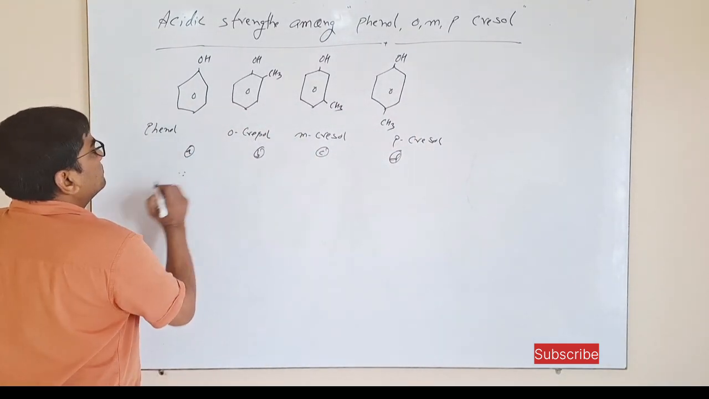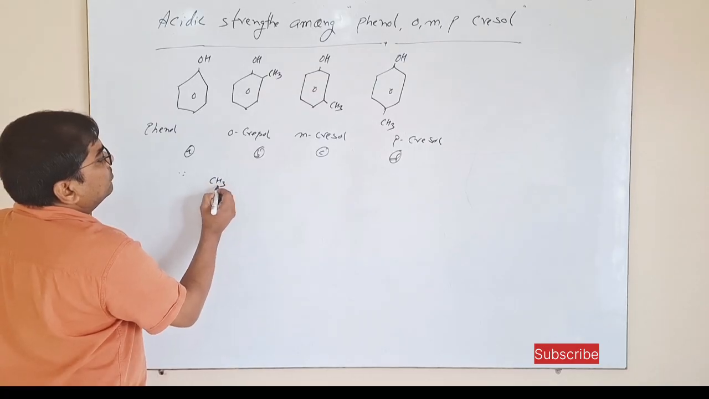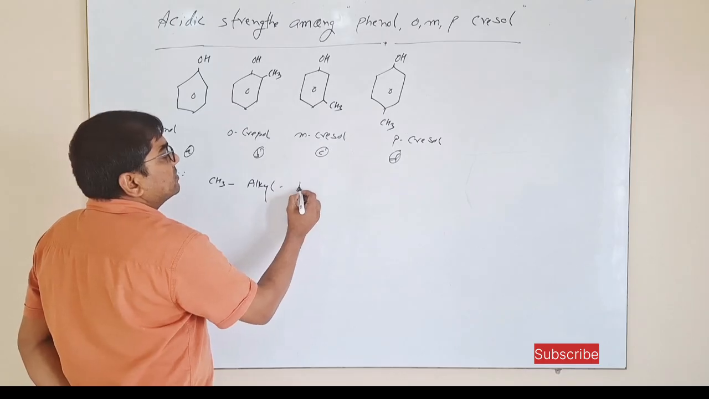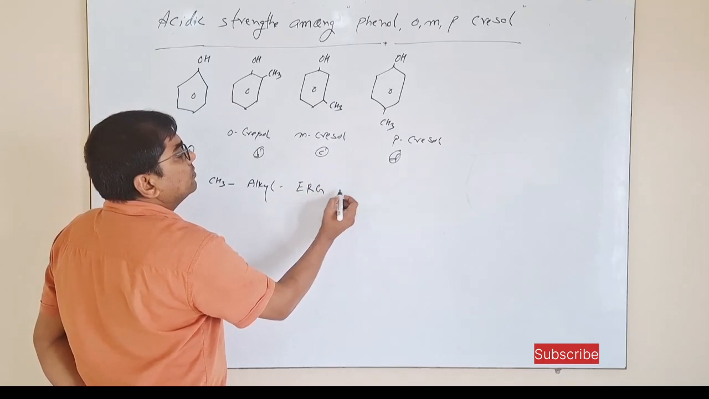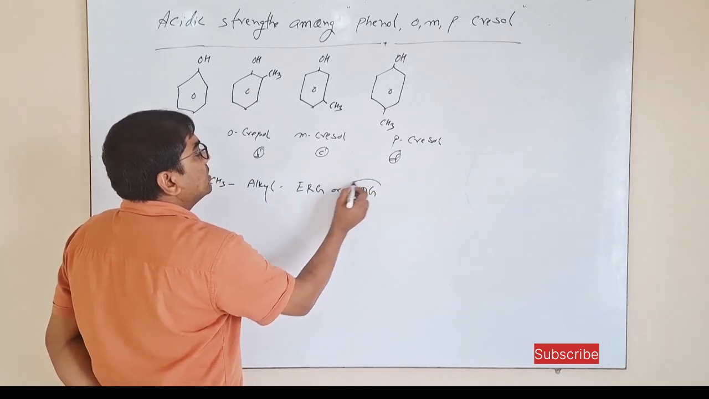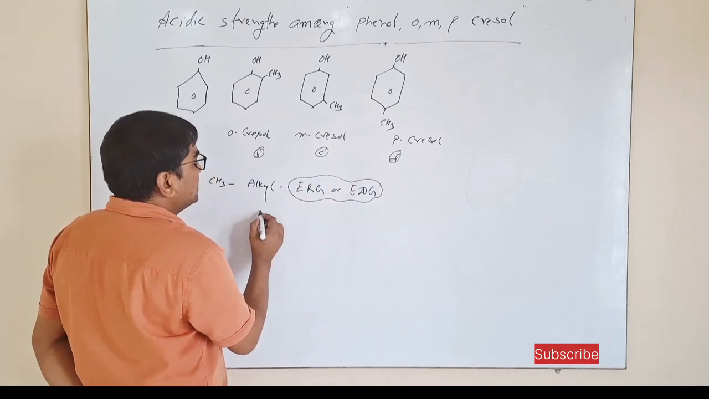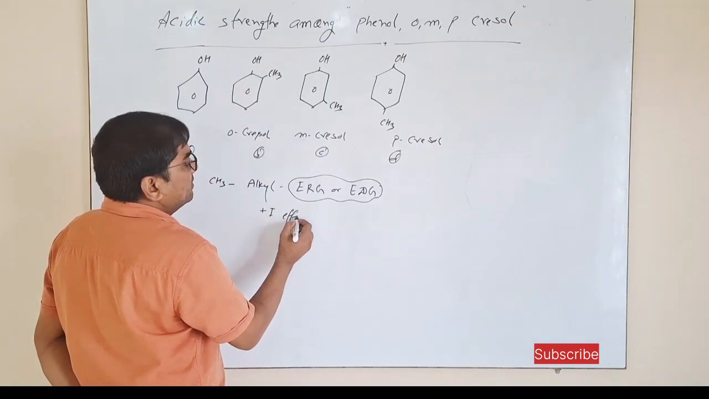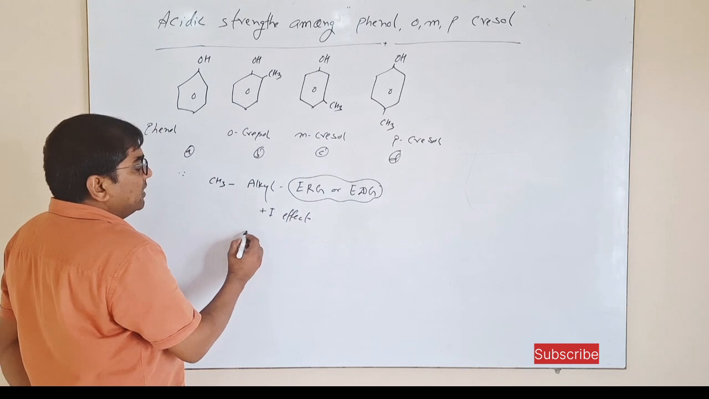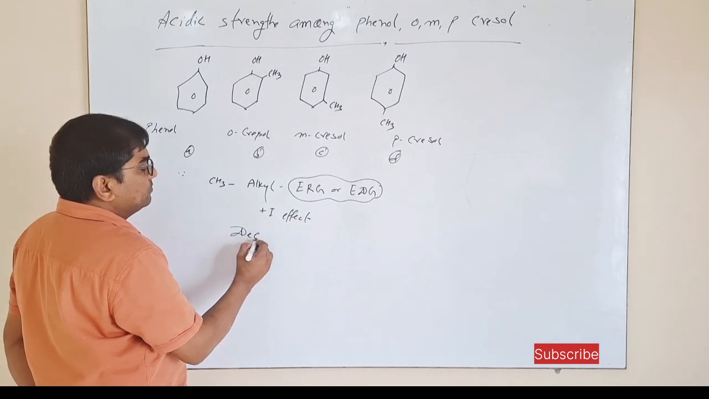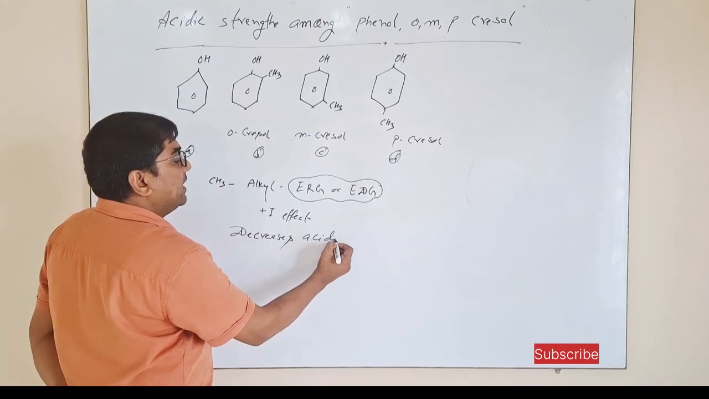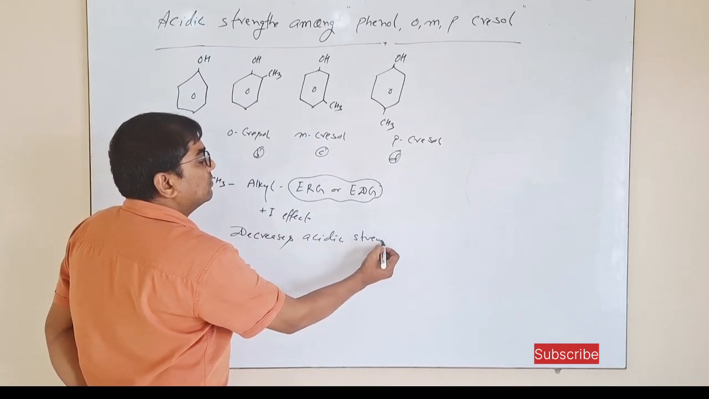Since we know the methyl group, that is an alkyl group, is an electron releasing or electron donating group, this group influences a plus I effect in the benzene ring. Plus I effect always decreases acidic strength.